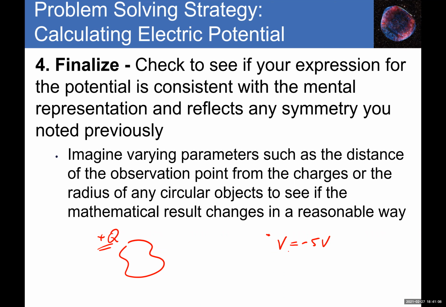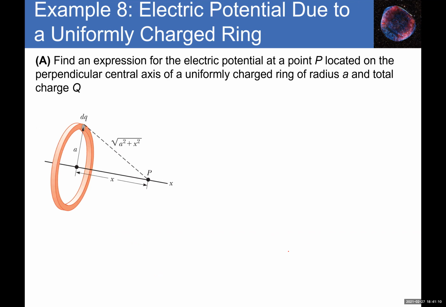All right. Let's look at that in an example here. Previously, we had the exact same problem, where we had a ring with charges uniformly distributed, so it's a uniformly charged ring. And previously, the question was to find the electric field at that point P due to this configuration.